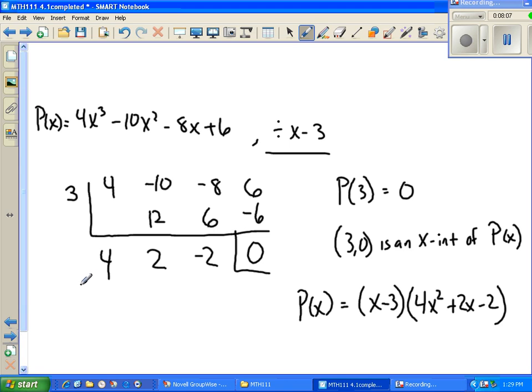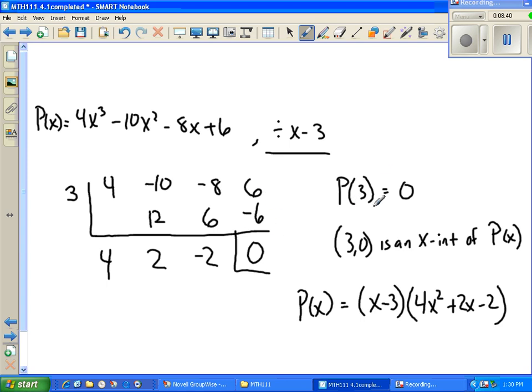Okay, a few more examples here. So if we have 4x cubed, subtract 10x squared, subtract 8x plus 6, I grab the coefficients first. I'm dividing by x subtract 3, so I'll take the positive 3 here. And the way synthetic division works, drop the 4. 4 times the 3 is 12. Add to get 2. Take that 2 times the 3, put the 6 here in our work area. Add to get negative 2. Take that result, multiply by the 3 again to get negative 6. Add, we get our remainder of 0.